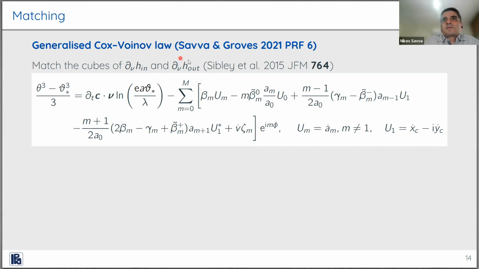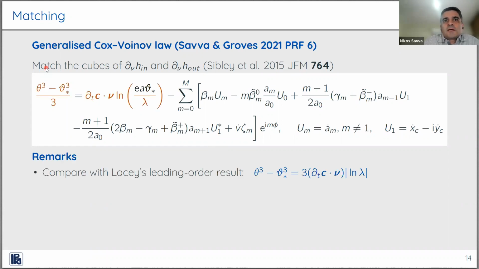then you can eliminate these logarithmically dependent singular terms, and you end up with this equation for the evolution of the contact line. So this is called a generalized Cox-Voinov law. I should note that this expands, improves, I would say, considerably the solution by Lacey, which was offered in the 80s, with these additional terms here.